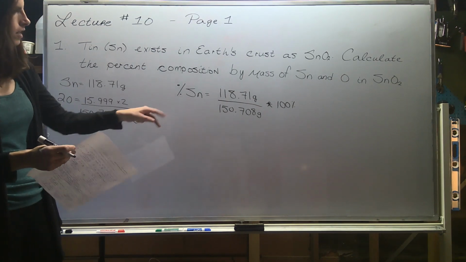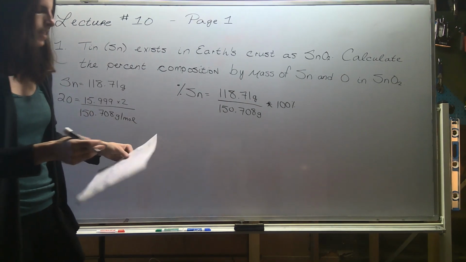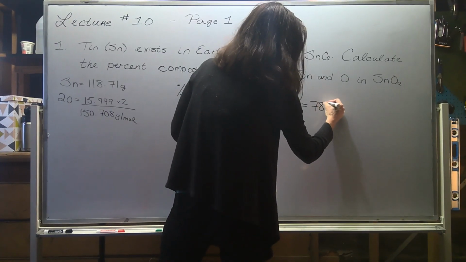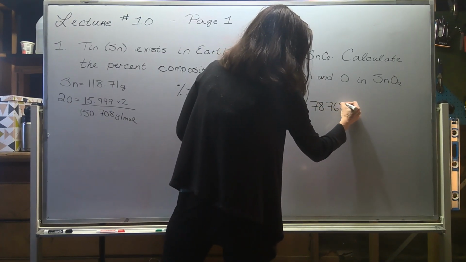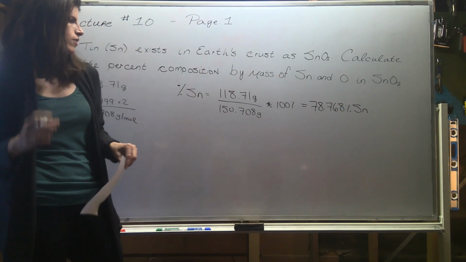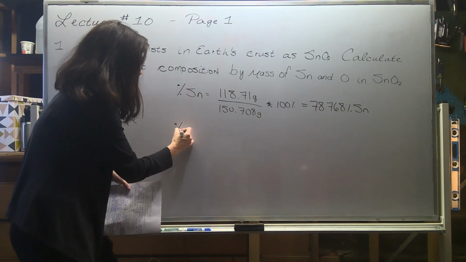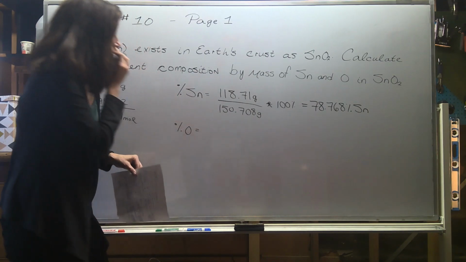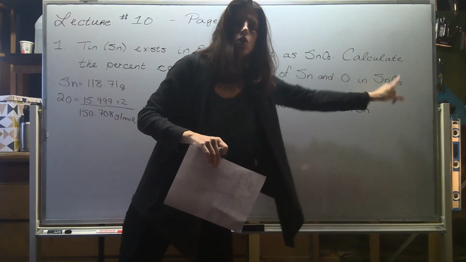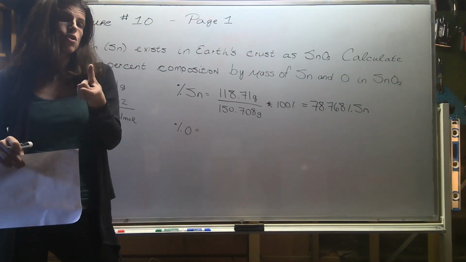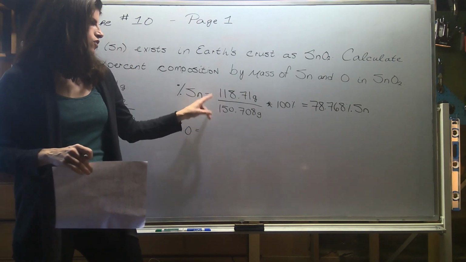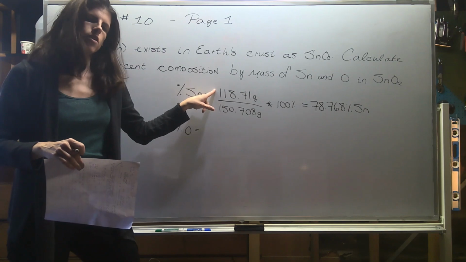So when I calculated that, I got 78.768% tin. And then we're going to repeat for oxygen. So percent oxygen. Be careful with oxygen. There's a 2 here, which means that we have 2 moles of oxygen per every 1 mole of tin. That needs to be accounted for in our numerator.